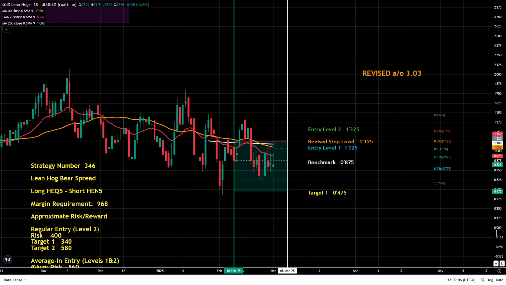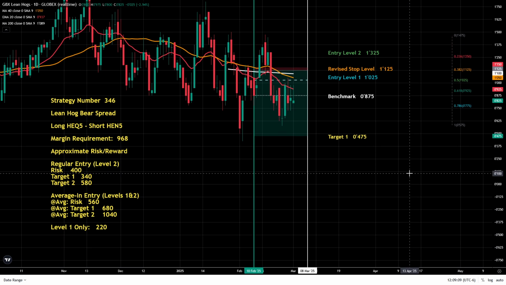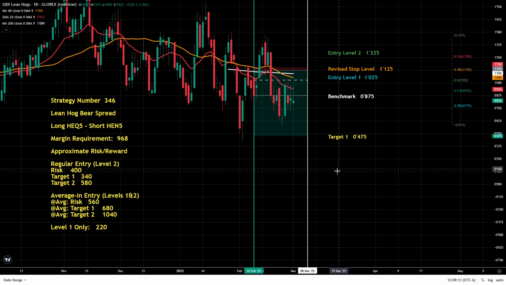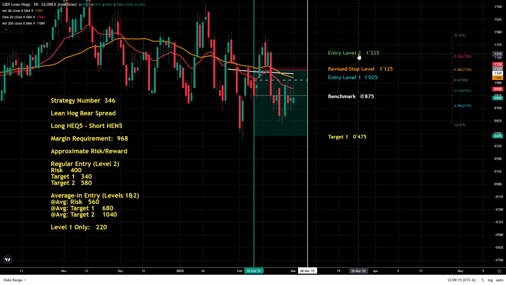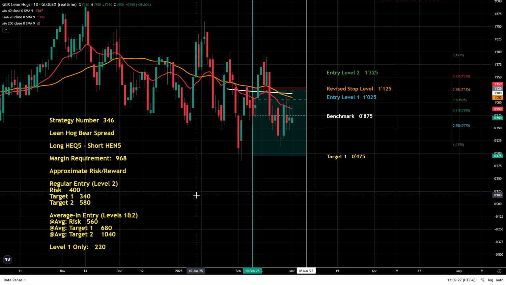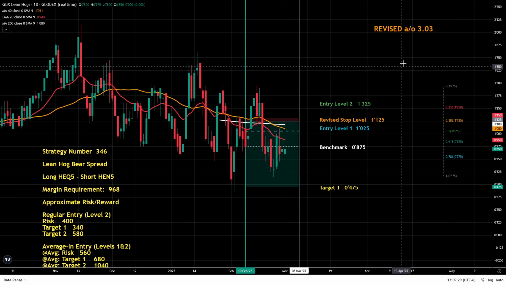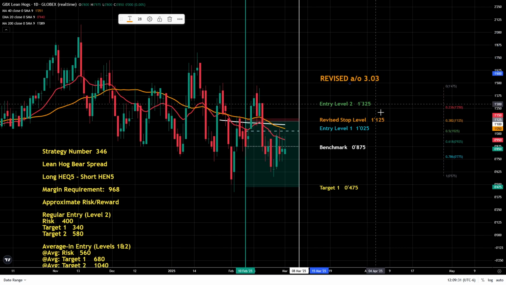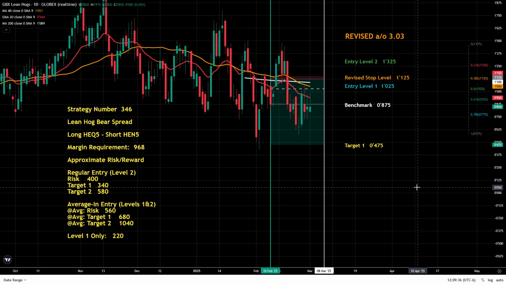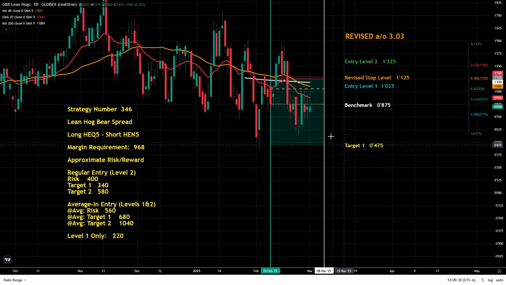All right, so this is how the picture looks now. The second target has been canceled. Entry level 2, we got filled up there, 132. That's where you're able to average in. And then the new stop has now been moved down to 112. And that'll change the risk reward a bit. You can go ahead and take a look at the math on the sheet there to see how things changed. Okay, so lower the stop, cancel target 2. We need a little more weakness.